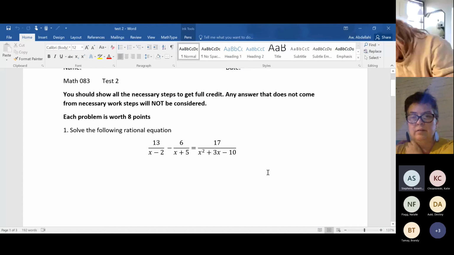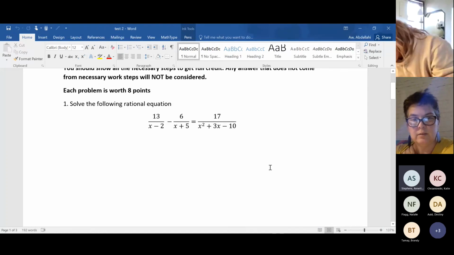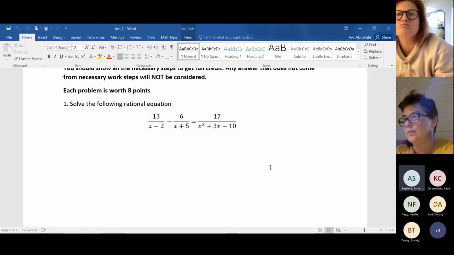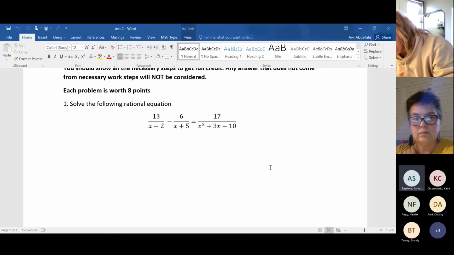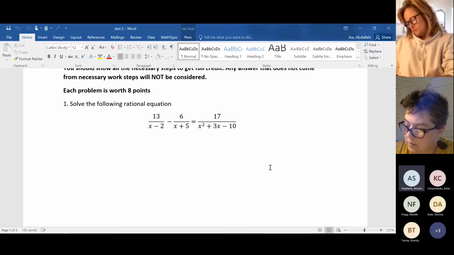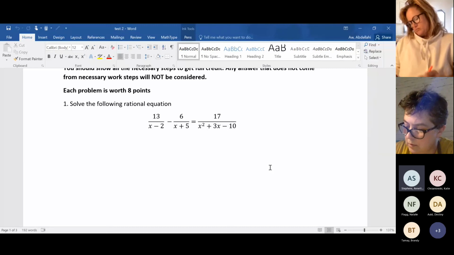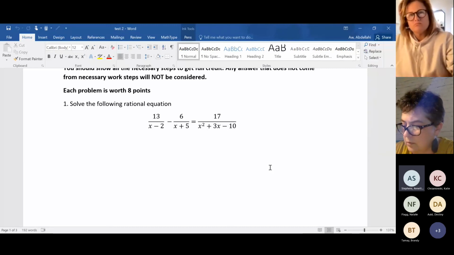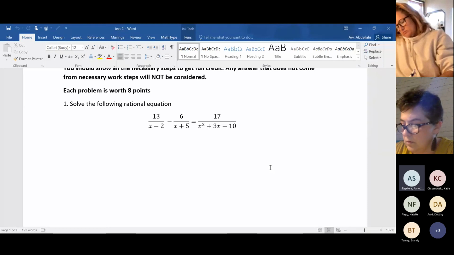Okay, this test number 2 also starts with chapter 2, and it starts with a rational equation that we said back then. We said the easiest way to do rational equations, you always, in math, have a lot of ways to do something. But the easiest way in this case is to multiply each term by the LCD. Multiply each term by the LCD.